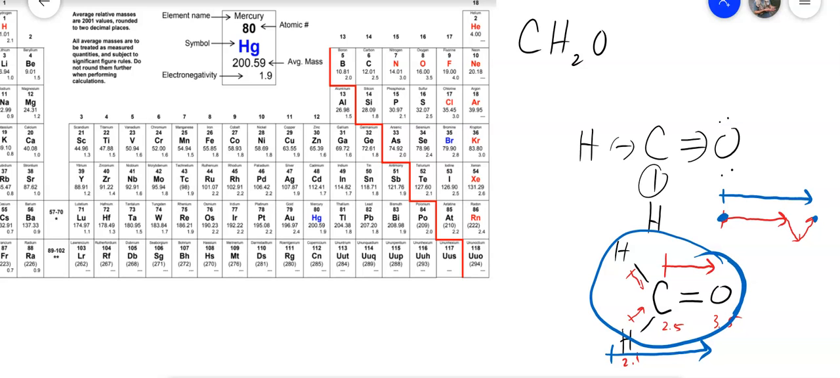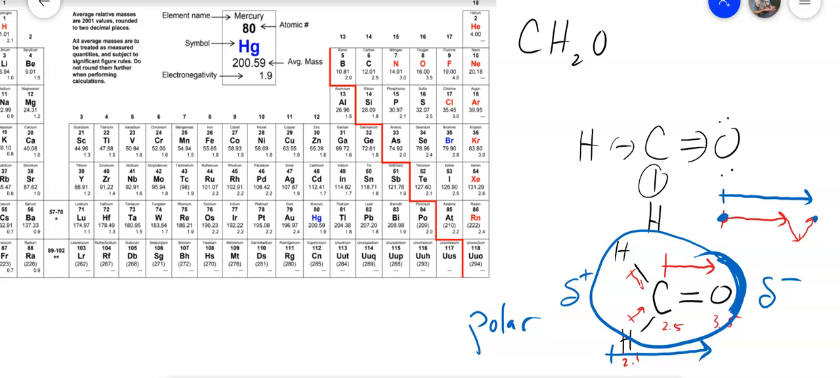Again, because the electrons are getting pulled towards this side of the molecule and electrons are negative, we're going to have a partial negative charge and a partial positive charge here. Okay. This is a polar molecule because our bond dipoles do not cancel each other out, and we have an overall shifting of the electrons towards one side of the molecule.